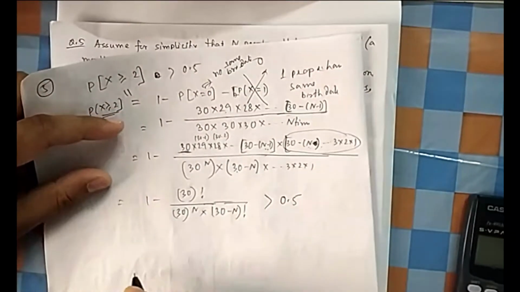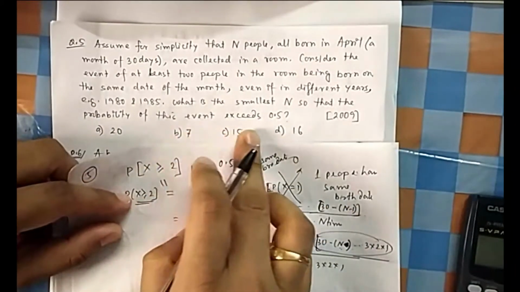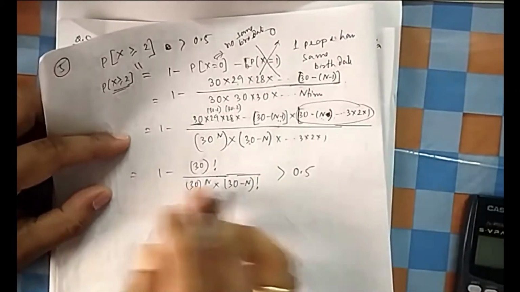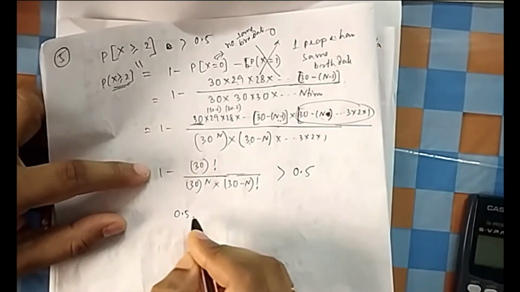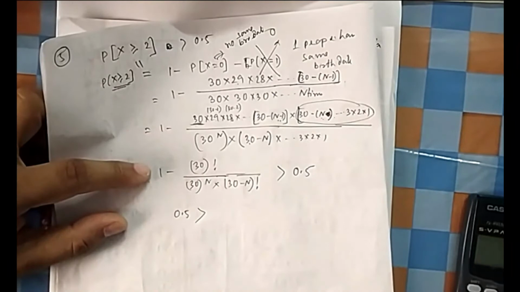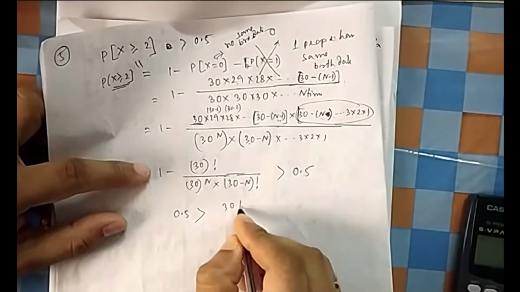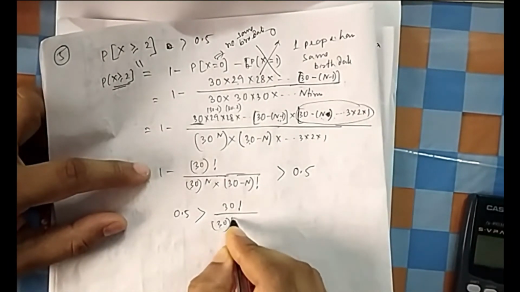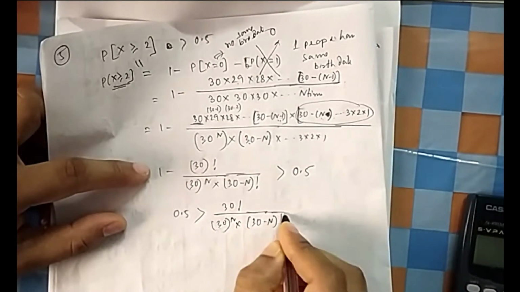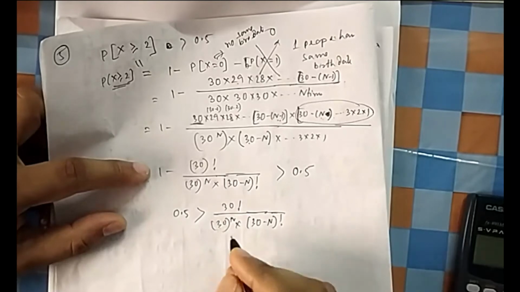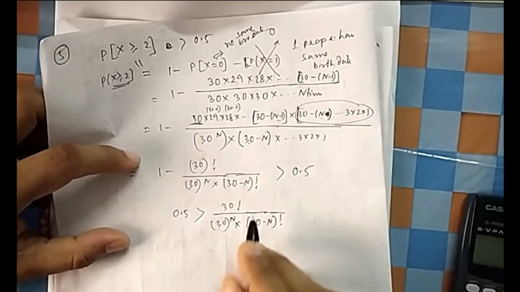Whatever, greater than. What should be the solution? So that it exceeds 0.5, exceeds. So if you take one this side, 1 minus 0.5, it will be 0.5. 0.5 should be greater than 30 factorial divided by 30 to the power n into 30 minus n factorial. So now you have to put the options here and then check.